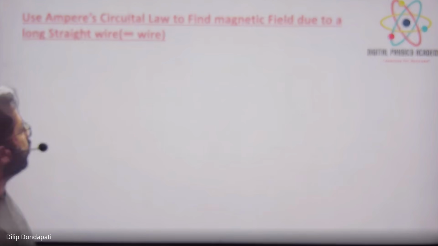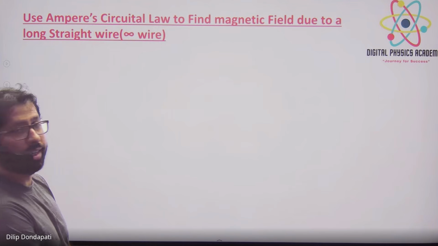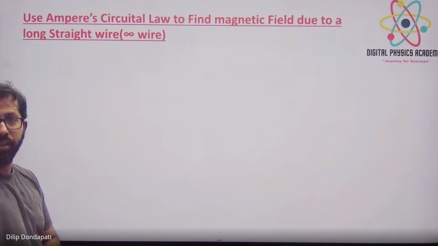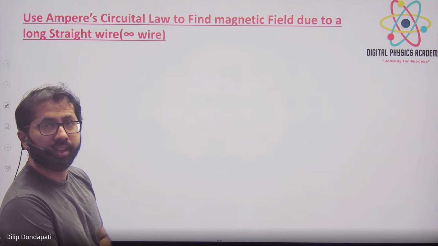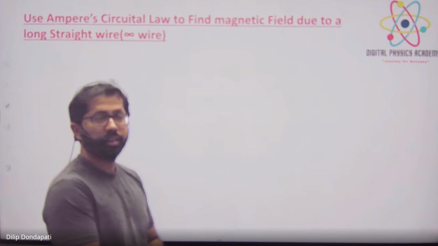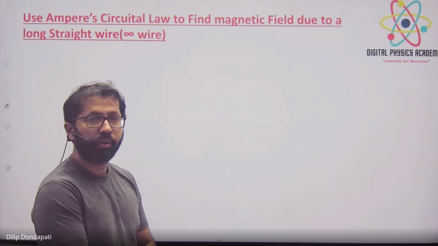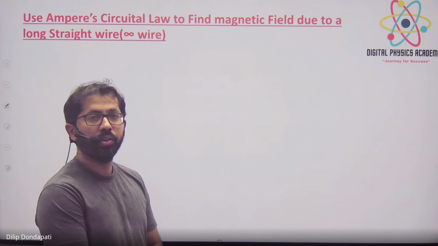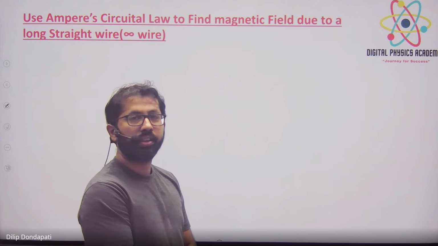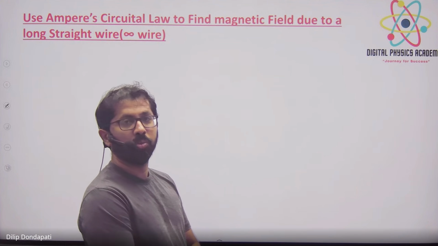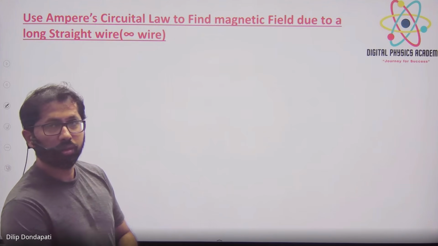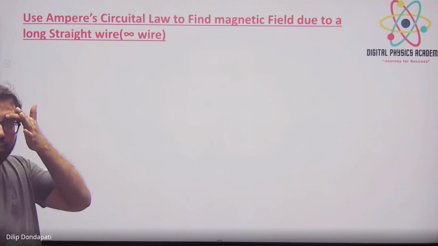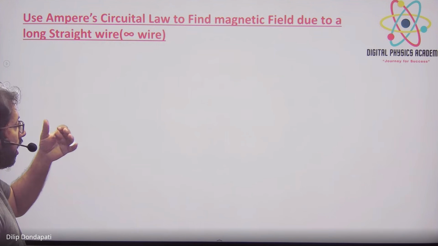Using Ampere Circuital Law to find the magnetic field due to a straight current carrying wire, an infinite wire. You remember the formula, right? What is the magnetic field due to an infinite current carrying wire? mu naught by 4 pi into 2I by A. Don't cancel it, always keep mu naught by 4 pi. That is the thing, always 2. Understood? You remember the formula, right? mu naught by 4 pi into 2I by A.